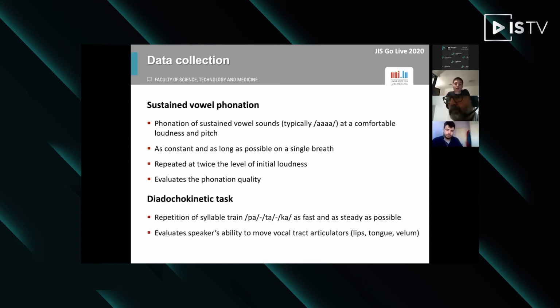For the diadochokinetic task, the participants are asked to repeat very fast the combination of a plosive and a vowel, and a typical combination is a train of syllables pataka. So they should repeat pataka, pataka, pataka as fast and as steadily as possible. And this task is used to evaluate the ability of the speaker to move the vocal tract articulators such as lips or tongue or soft palate.